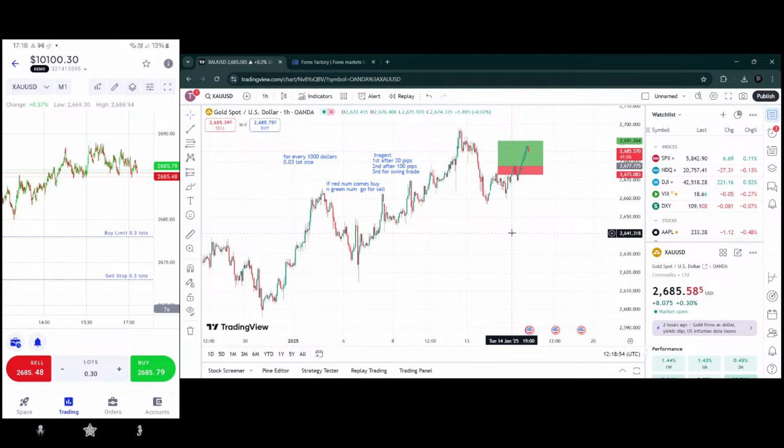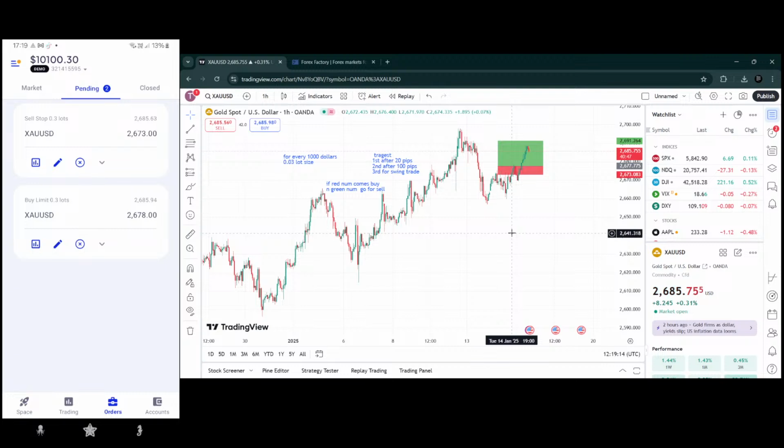As you can see on mobile screen, our order limits are done. So we have done our buy and we don't take SLs. That's why I put on 70. So as you can see on mobile screen, market is moving on 85, and our first buy limit is on 2678 and sell is on 2673.